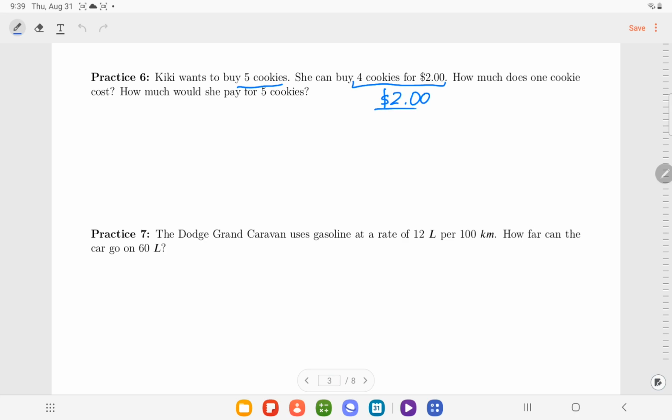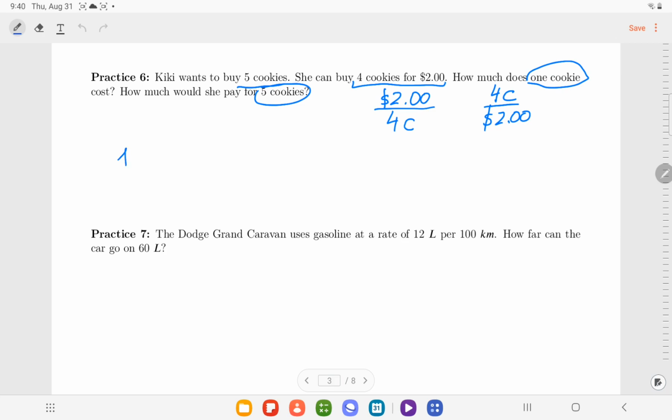$2 for 4 cookies. Let's use C for cookies. Sometimes we must use 4 cookies per $2, so it depends on what we're looking for. Here we have to find how much 1 cookie costs. So here we have 2 questions. We want to find the price for 1 cookie and we want to find the price for 5 cookies.